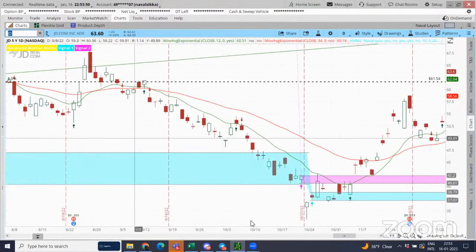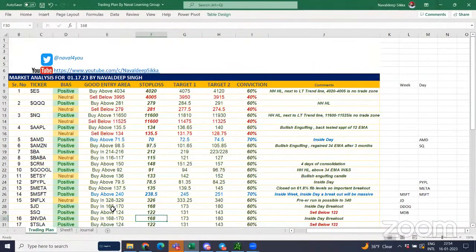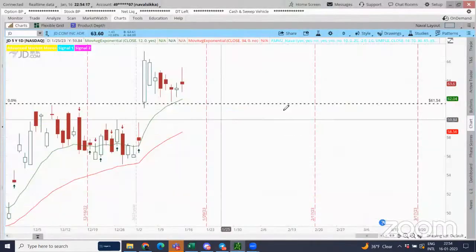JD is a Chinese ticker and it's like dodgy, dodgy. So something is brewing right here. It's a good bull pennant after the consolidation, a big gap up. So possibly a good support. It allows that 12 EMA to come forward. So 62 is a good support in case of JD. So 62 is the support or the stop loss.